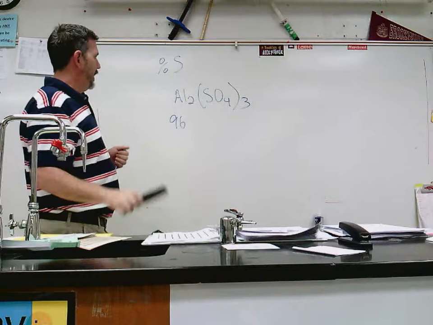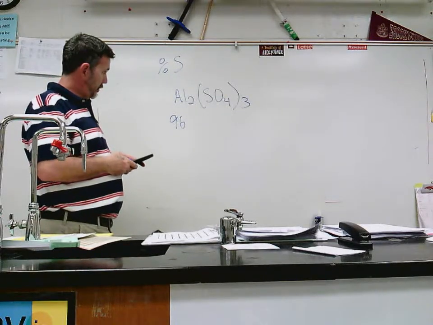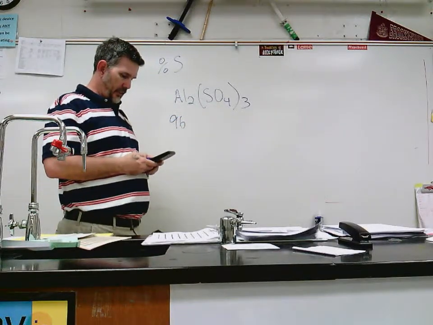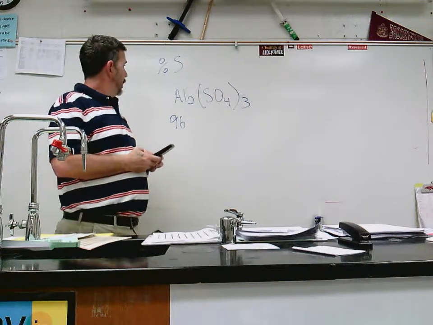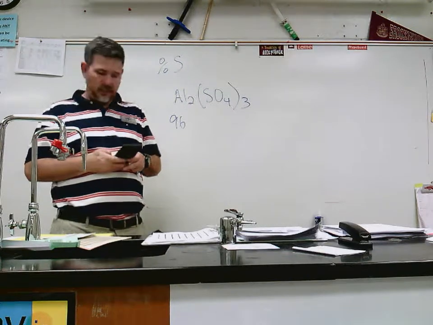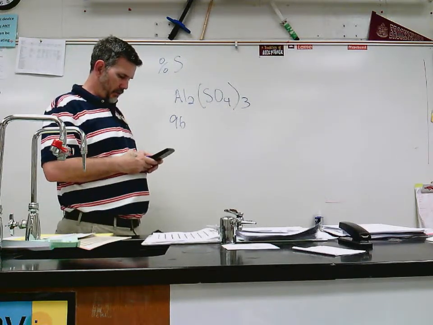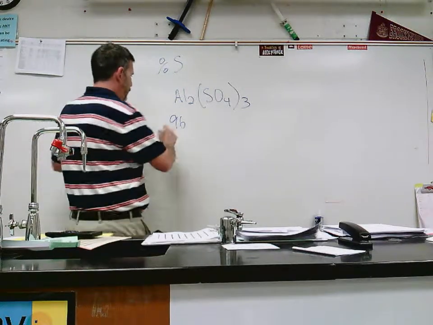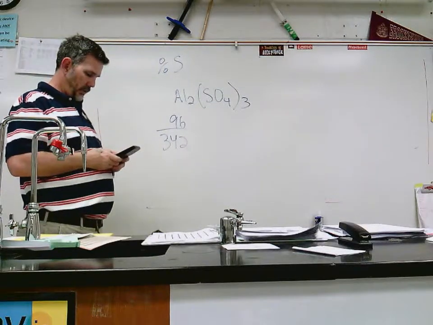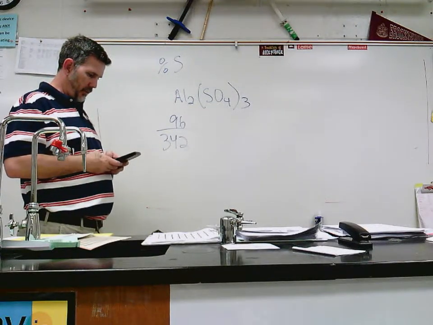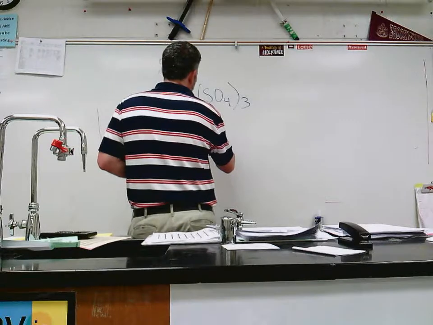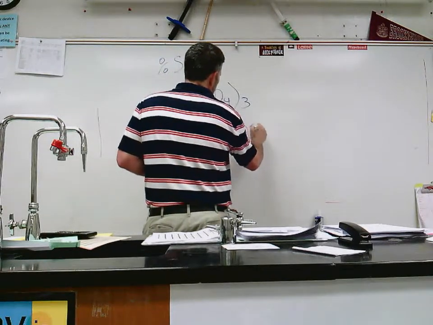And then we have to have the whole thing together. So plus, I have 12 oxygens. 4 times 3 is 12. And I have 2 aluminums, which are, how much? 27 apiece. So my total weight is 342. 96 divided by 342 times 100. 28% equals 28% sulfur.